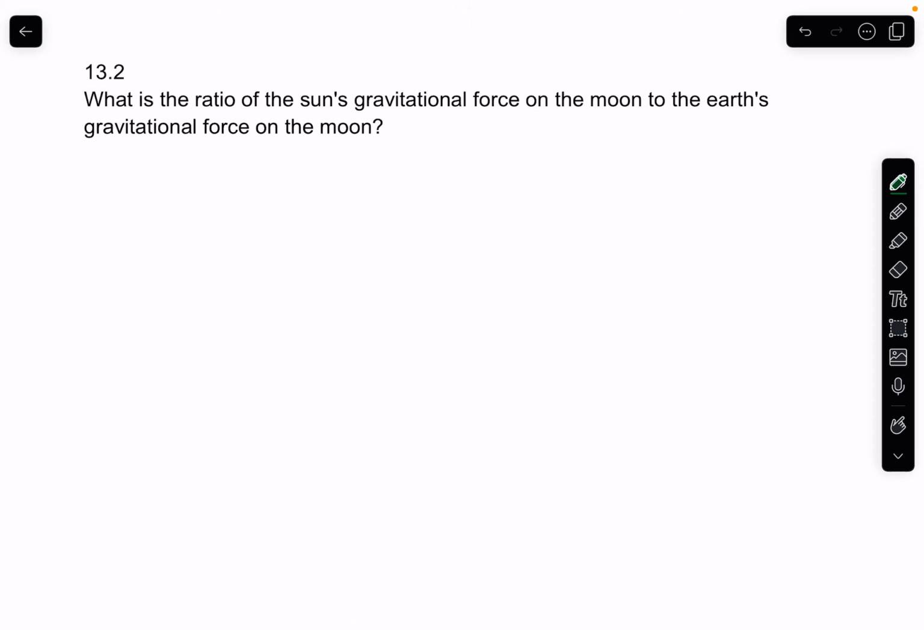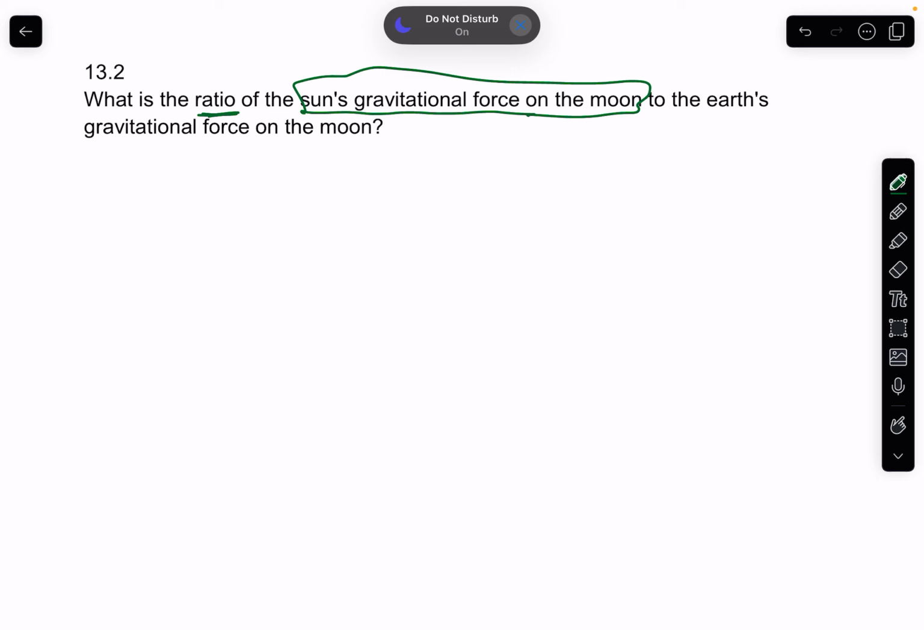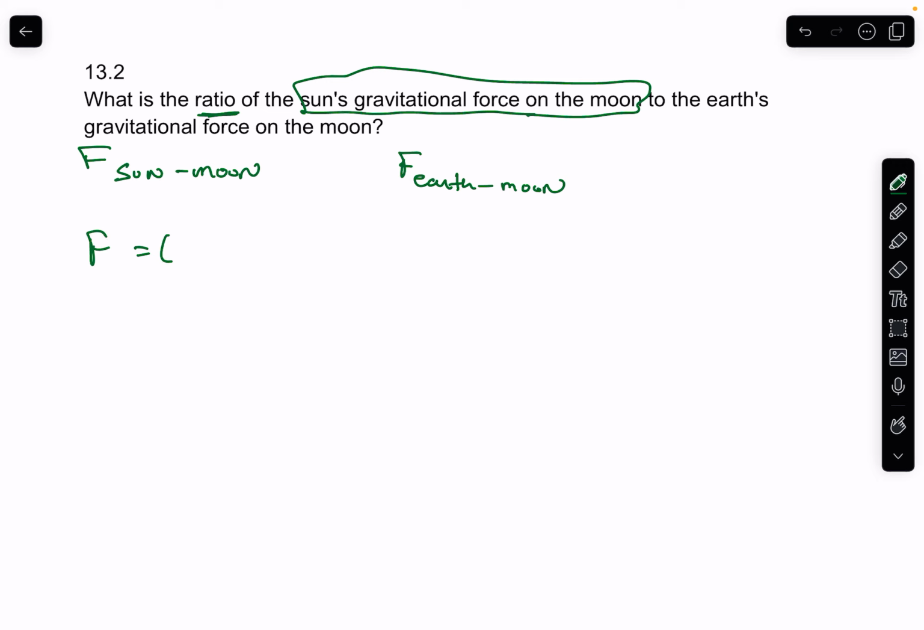Time, because this is all they get in the question, in this information. What is the ratio of the sun's gravitational force on the moon? So we've got the force of the sun on the moon, and then you have the force of the Earth on the moon, right? So you're just going to use Newton's law of gravitation: F equals G m1 m2 over r squared.